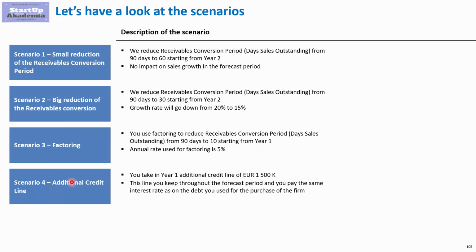In scenario number 4, we take in year 1 an additional credit line to cover the fact that we have to have cash for all the expenses to grow. And this line we're going to keep using through the whole forecast period.